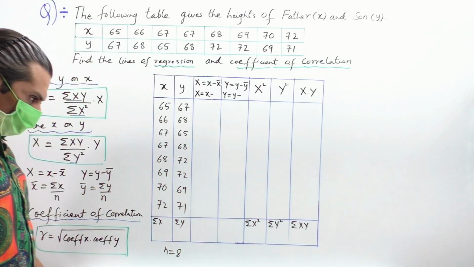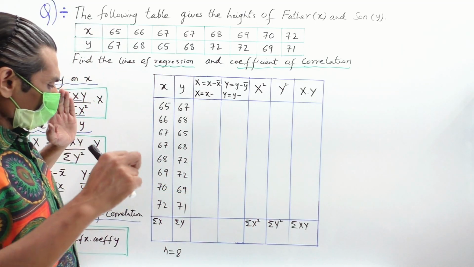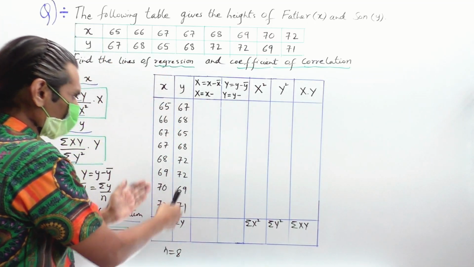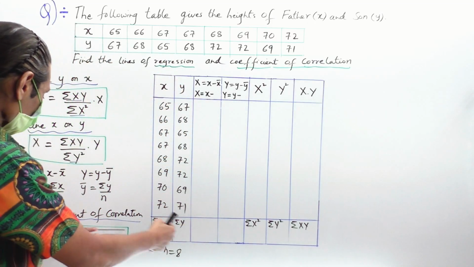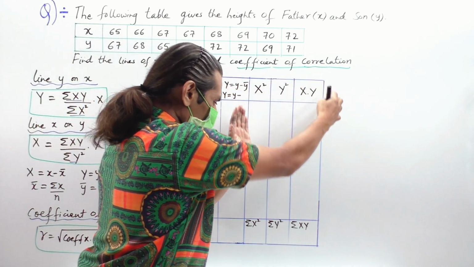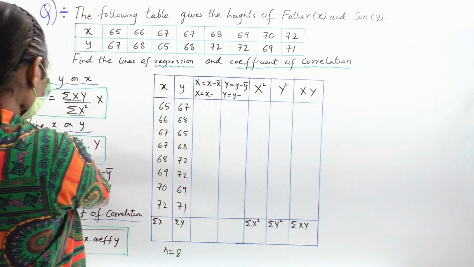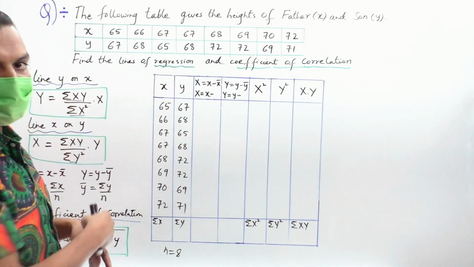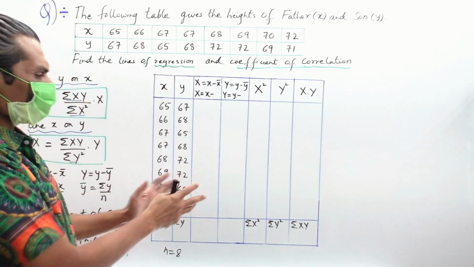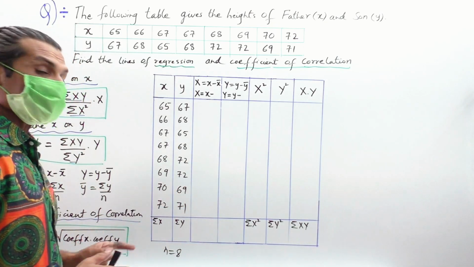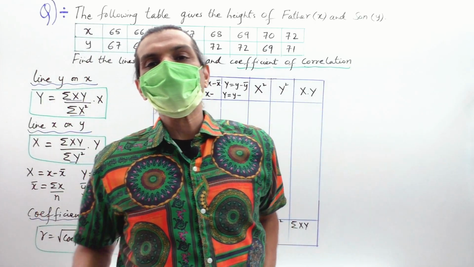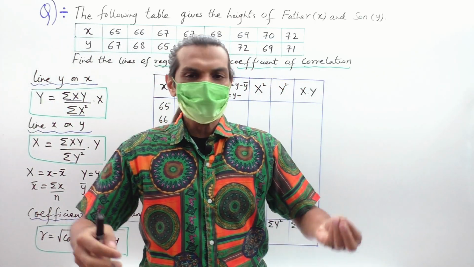Now, we have all the values here. We need to find summation x, summation y, and find x bar equal to sigma x by n, y bar equal to sigma y by n, and use the result in the equations of the lines of y on x and x on y, and get the two lines of regression. Let us do it in a very simple and faster way, making use of the calculator.